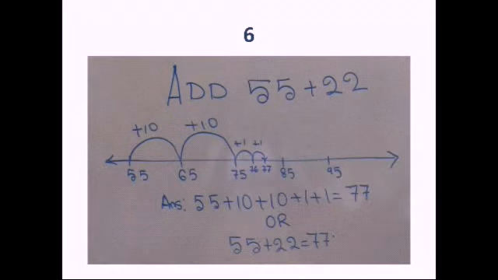Now here you have to add 55 and 22. Suppose 55 is your station. If you take 22 steps, you will reach your destination. So how can we add? Again from 55, 22. Now first do it in the manner as we did our previous sum. If we expand 22, how much will we get? 20 plus 2. That means from 55, if you take 20 and 2 more steps, then we will reach our destination.